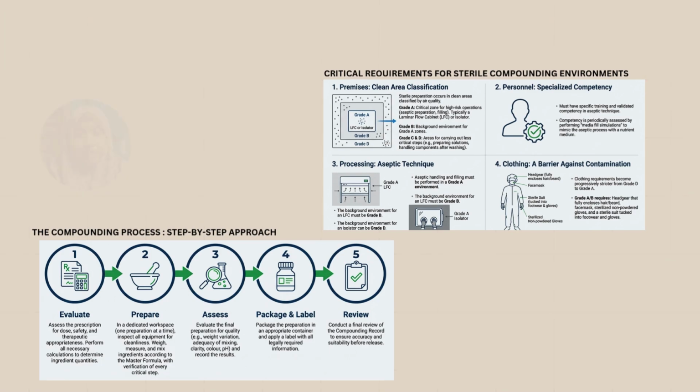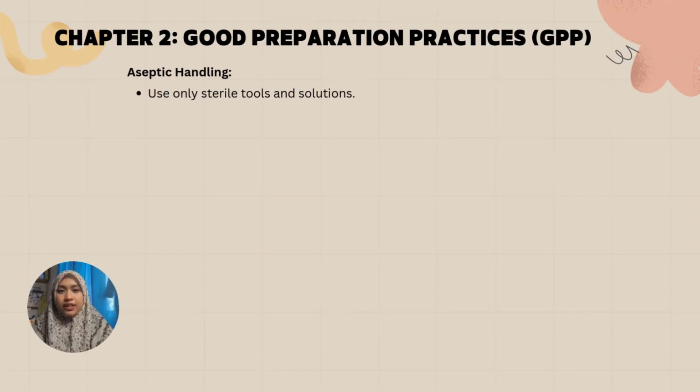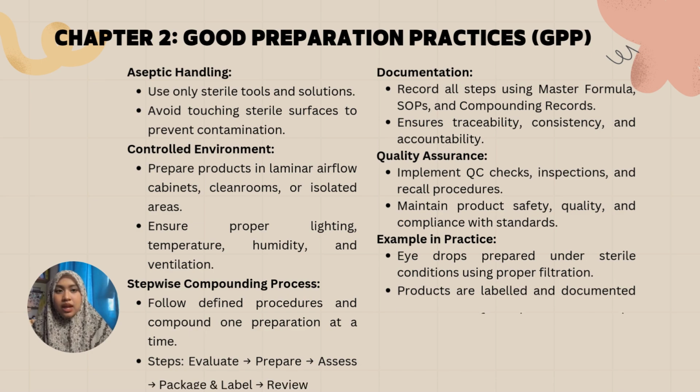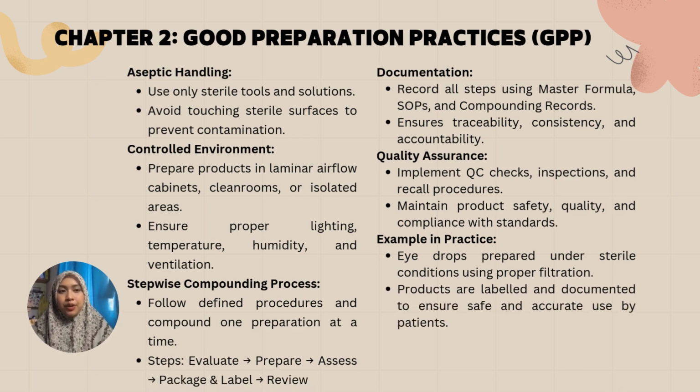the full closing, which is a barrier against contamination. Next, this part focuses on how good preparation practice, or GPP, is applied specifically in sterile product preparation, where the contamination risk must be strictly controlled because sterile products are often administered into sensitive sites such as the eye or bloodstream.